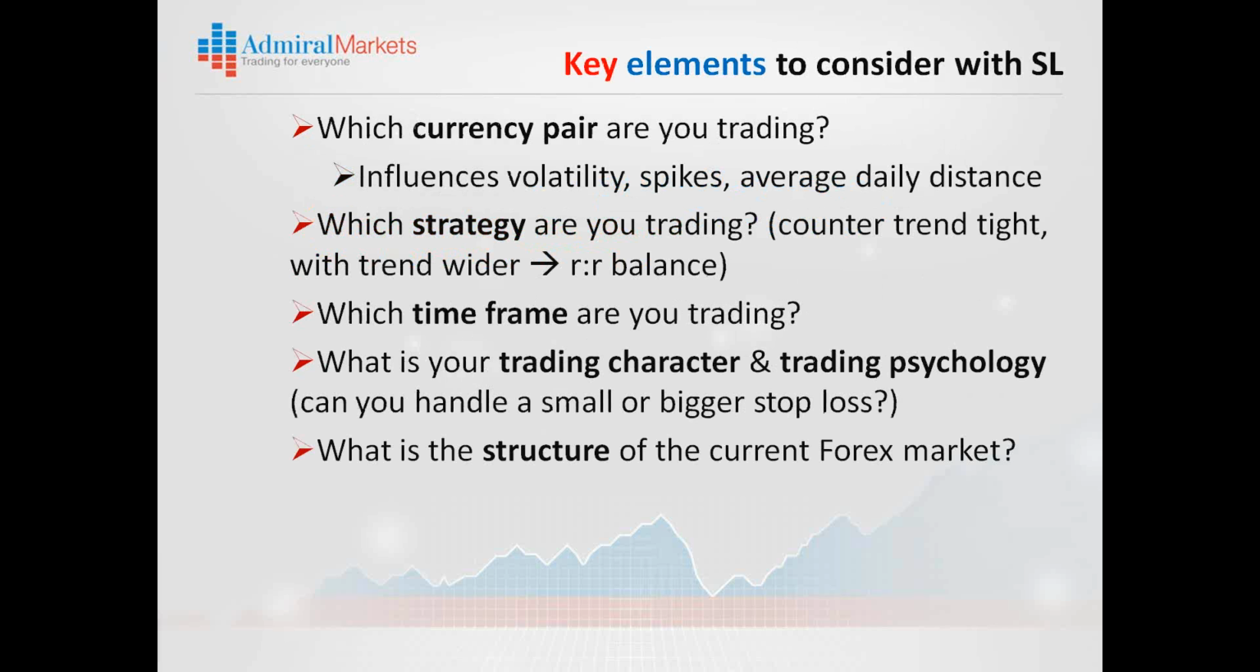Some key elements to consider for a technical stop loss: which currency pair are you trading? For example, the pound dollar is more volatile, more spiky maybe than the Aussie dollar. The dollar Swiss may have a lower average daily distance than the pound yen. Those things tie into what kind of stop loss you want to place. The strategy: what are you using, a counter trend, a range strategy, a with-the-trend strategy? A counter trend trade, you might want to think about tighter, because if it moves against you, it could travel for a while against you. With the trend, you could think about it a bit looser, because the main direction is on your side.